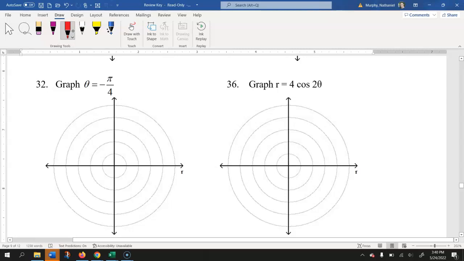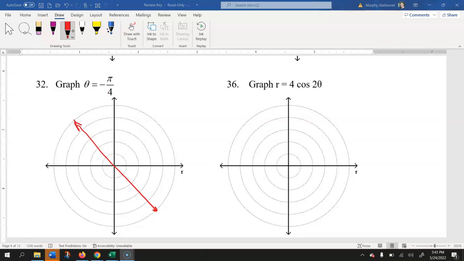Now this one is just going to be a linear graph. Again, if you want to remember the rules for those, go back and look at that lesson in Chapter 6. But this one, pi over 4 radians, is just that line there, that diagonal.